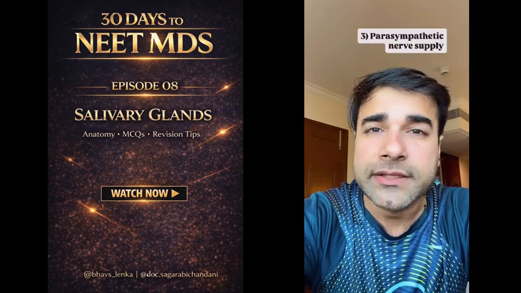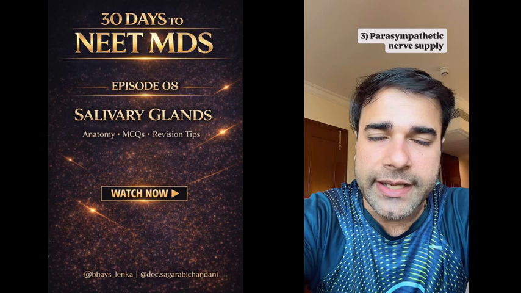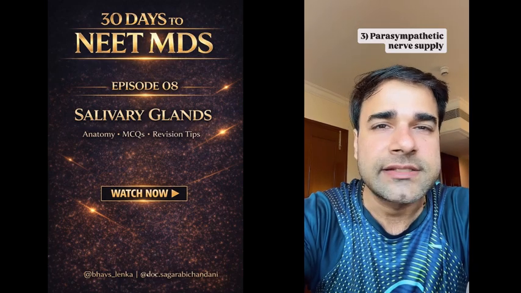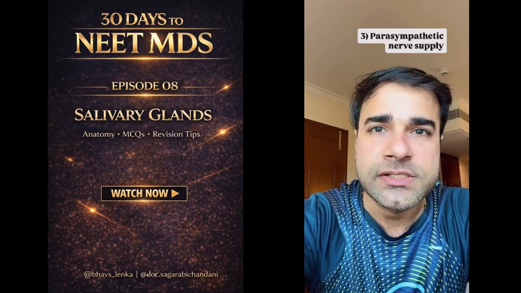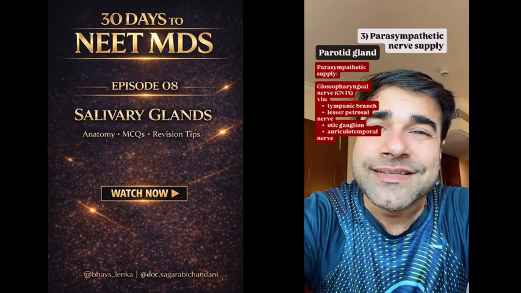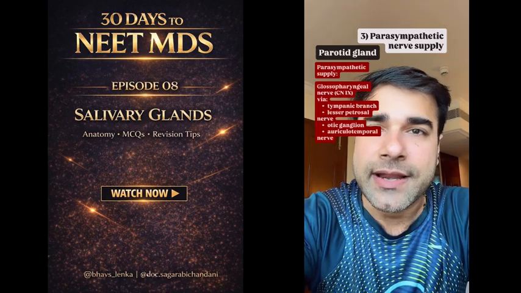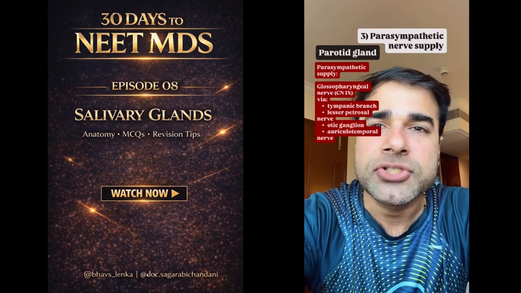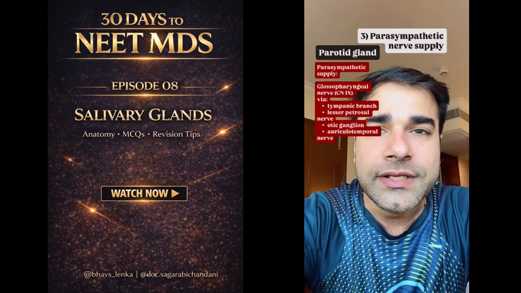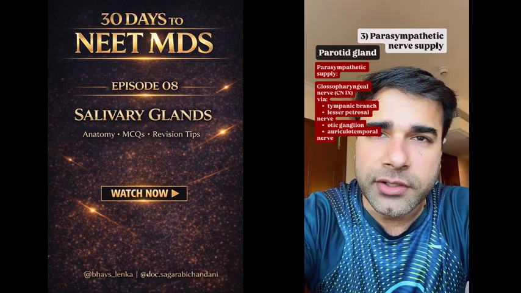Next, parasympathetic nerve supply. The biggest MCQ trap. This is where students get confused the most. Parotid gland: parasympathetic supply is the glossopharyngeal nerve, cranial nerve number 9, via the tympanic branch, lesser petrosal nerve, otic ganglion, and the auriculotemporal nerve.